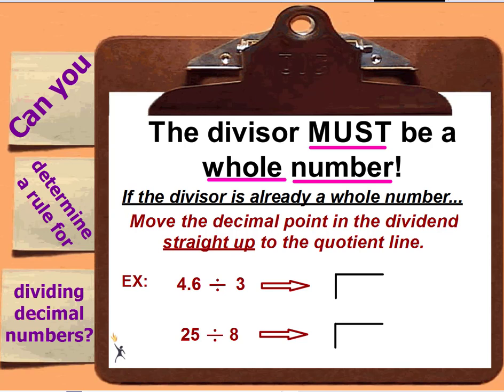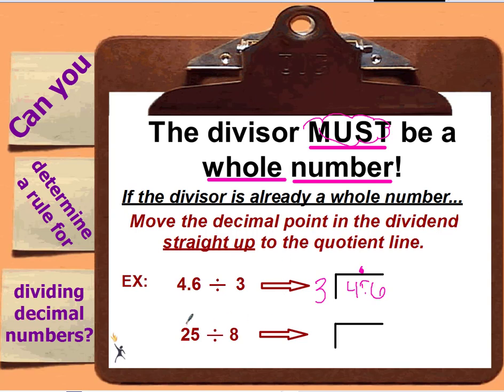Okay, so now can you determine a rule for dividing decimal numbers? Just like I said earlier, the divisor must be a whole number. Okay, it must be a whole number. If the divisor is already a whole number, then just move the decimal point in the dividend straight up to the quotient line. For example, this is my dividend, this is my whole, 4.6. 4.6 is going to go inside my house. My whole number, which is my divisor here, goes outside. If my divisor is already a whole number, then I don't have to worry about anything. All I do is just move up my decimal point up to the line, and then start dividing as usual.